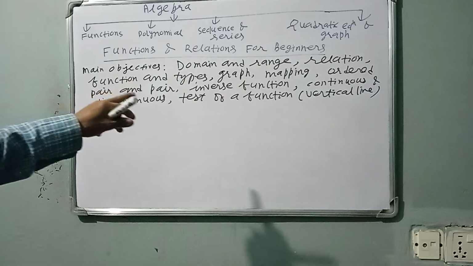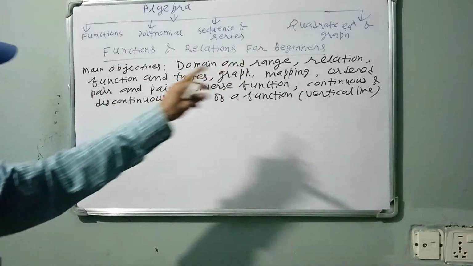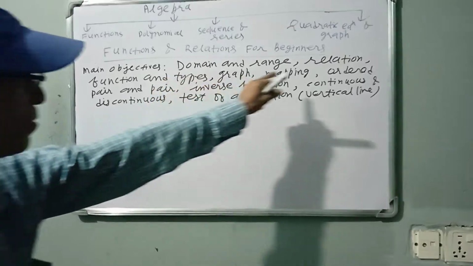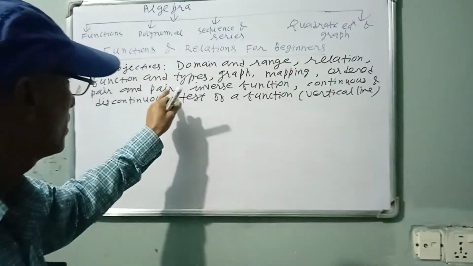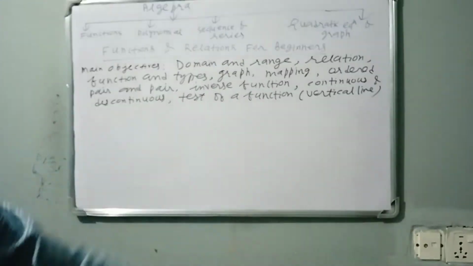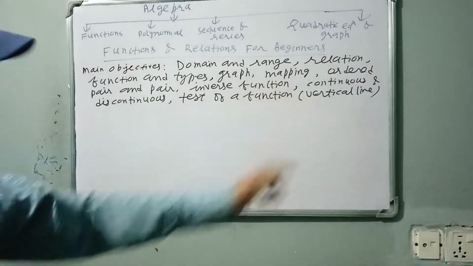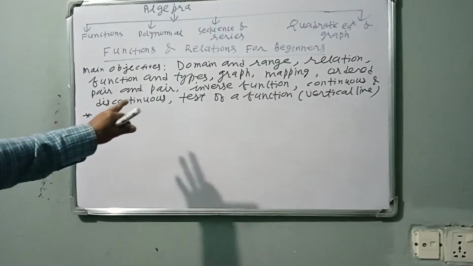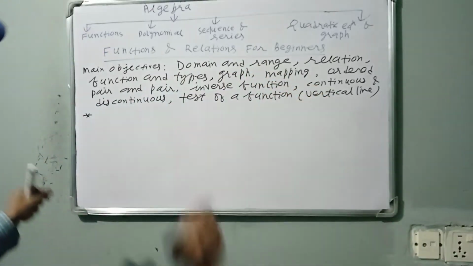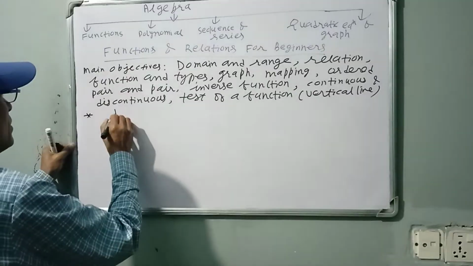See, main objectives: domain and range, relation, function. All functions are relations, but all relations are not functions. Graph, mapping, order pair and pair, etc. Today I deal with domain and range. What is the domain and what is the range?